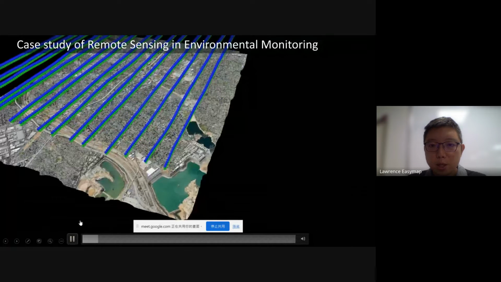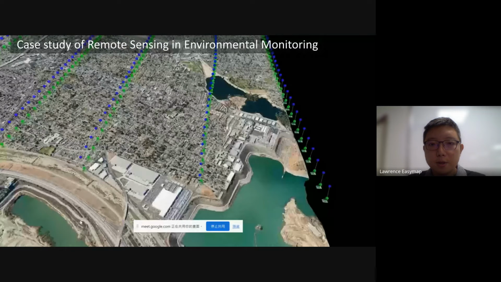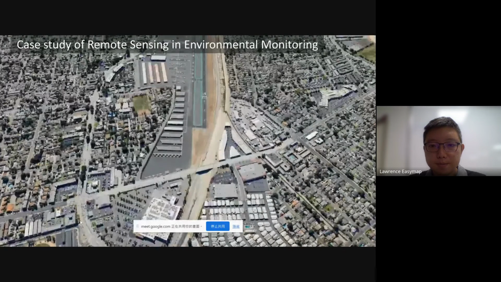In this video, I just want to show you how automatic it is. When the drone flies across an area, the pictures are taken continuously one after the other. They can be combined by matching the features, and it generates a very beautiful map.